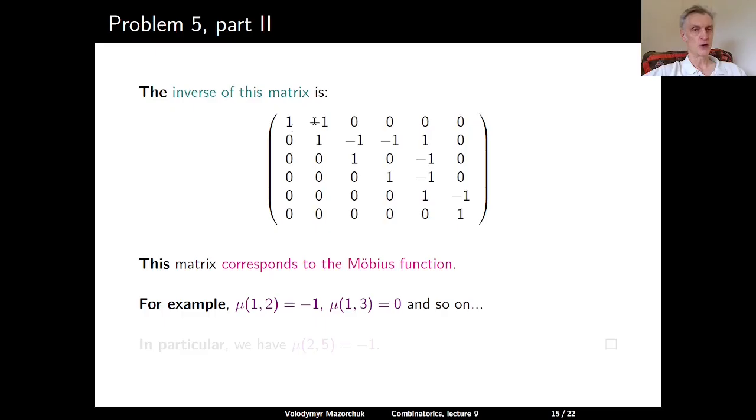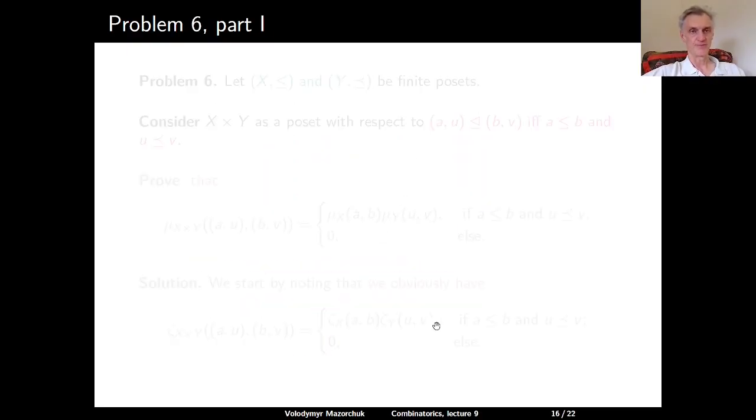So for example, mu of 1, 2 is minus 1, mu of 1, 3 is 0, and so on. Our problem asked for mu of 2, 5, row 2, column 5. This is this one. So mu of 2, 5 is 1. It should be 1 here. This completes the solution to problem 5.